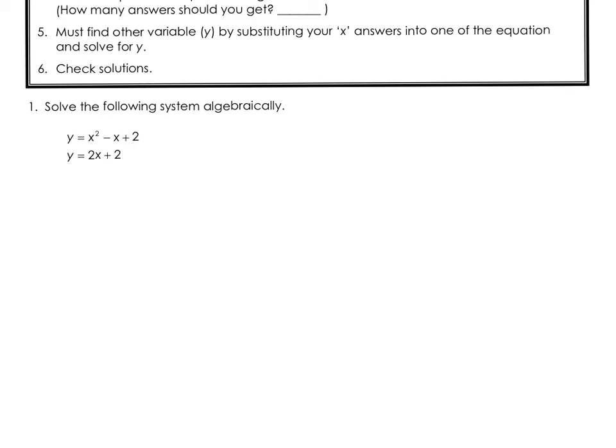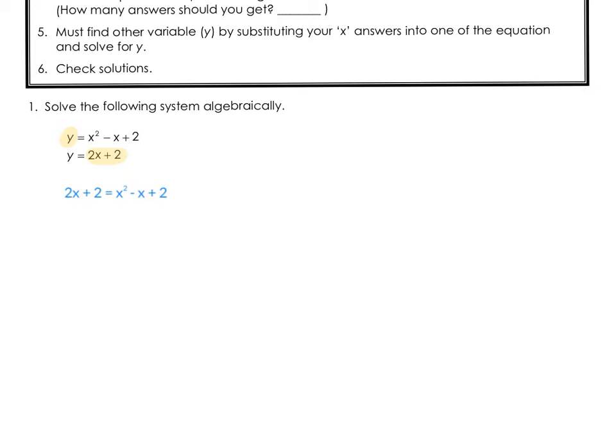The first thing that we needed to do is make sure that both equations are in y equals, and I can see here that they are both in y equals, so that step's already done for me. The next thing I need to do is substitute the linear function in place of y equals for the quadratic. So this, since it's y equals, is going to go in place of the y here. So then we get this 2x plus 2 equals x squared minus x plus 2.